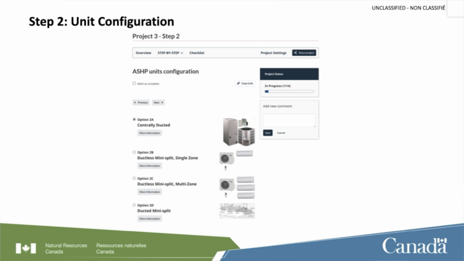And here we are on step 2. This is the air source heat pump unit configuration. Are we using a centrally ducted system, which is the most common in Alberta, but we also have options to do ductless mini splits, mini split multi-zones, and a ducted mini split. So we can do a combination of not only zoning, but room by room zoning if we really wanted to with a ductless system. There's no end to all the varieties you can have as long as you've got the money to spend.